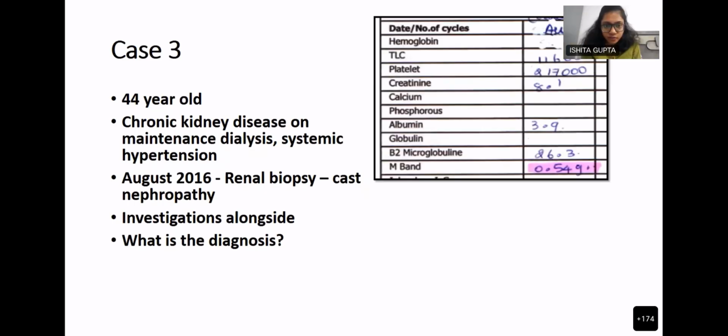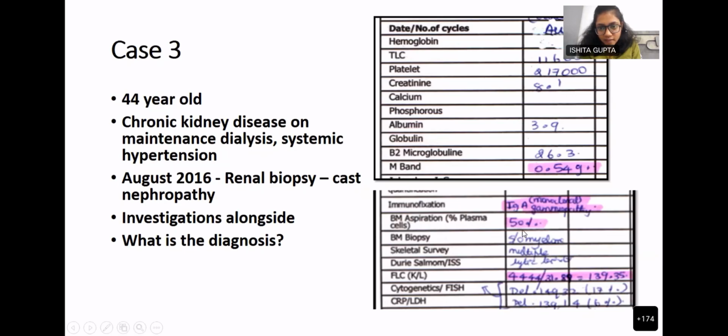Case 3, 44 years old, chronic kidney disease on maintenance dialysis, systemic hypertension. Renal biopsy done in August 2016 shows cast nephropathy. Investigations show increase in beta-2 microglobulin and M band of 0.54 grams with increase in creatinine. Immunofixation shows IgA with 50% plasma cells on bone marrow aspiration, and there's an increase in the FLC ratio. And skeletal survey also shows multiple lytic lesions.